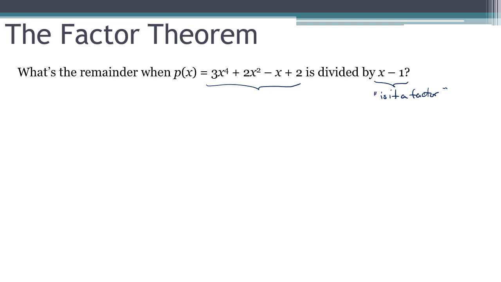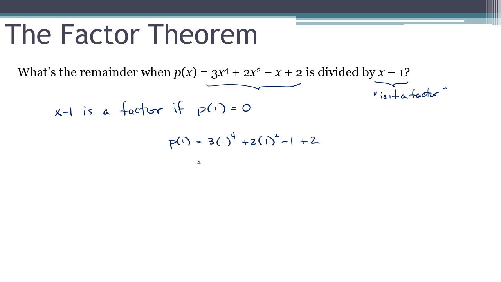Remember, the remainder theorem says x minus 1 is a factor if p of 1 equals 0. So that's all I have to check, right? What is p of 1? Well, p of 1 is 3 times 1 to the fourth plus 2 times 1 squared minus 1 plus 2. That's 3 plus 2 minus 1 plus 2. Let's see, 5 minus 1 is 4 plus 2 is 6. That's not equal to 0.